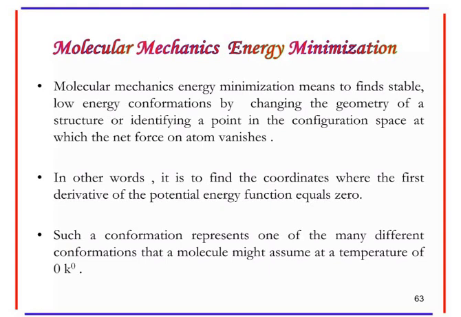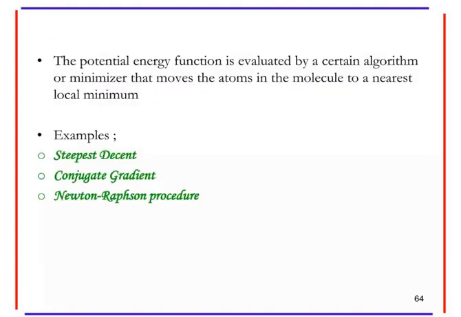So, molecular mechanics energy minimization. You know, molecular mechanics energy minimization finds a stable low energy conformation by changing the geometry of a structure, or identifying a point in the configuration space at which the net force on the atoms vanishes. In other words, it is to find the coordinates where the first derivative of the potential energy function equals 0. Such a conformation represents one of the many different conformations that molecules might assume at a temperature of 0 Kelvin. The potential energy function is evaluated by a certain algorithm that minimizes it, moving the atoms in the molecule to the nearest local minima: steepest descent, conjugate gradient, and Newton-Raphson procedure.